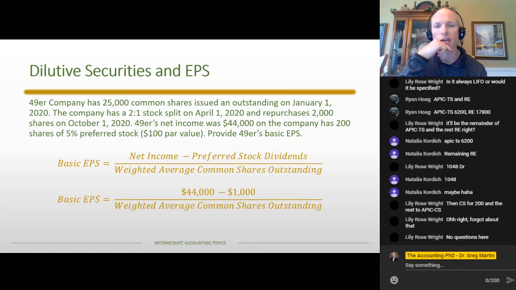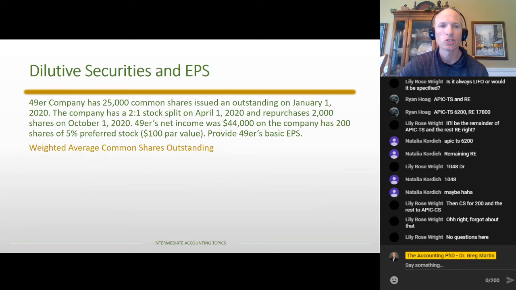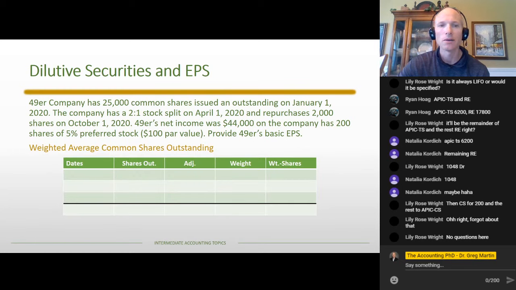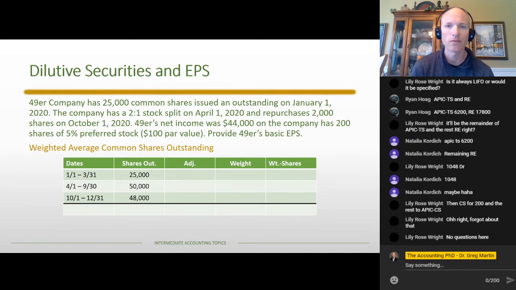And so the last real kind of challenging piece of this is how do we get the weighted average common shares outstanding. And so if you remember, we had this table. And we kind of had 5 columns where we have dates, shares outstanding, which is actually the physical number of shares outstanding, any adjustment that needs to be made, and then the weight applied, and then finally weighted shares. And so hopefully this is like, oh yeah, I remember that now. But the dates and the shares outstanding, we're going to kind of start with that. And so kind of look for events, and the events here are April 1st and October 1st. And so that means we're going to have 3 different sections to our table.